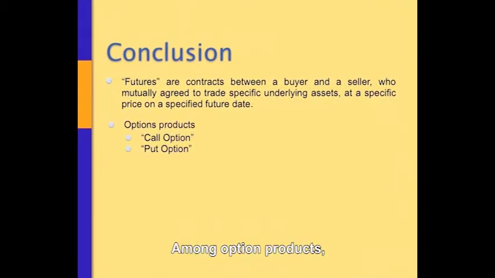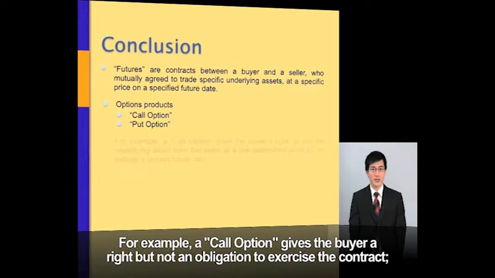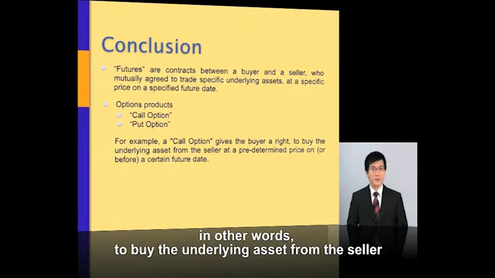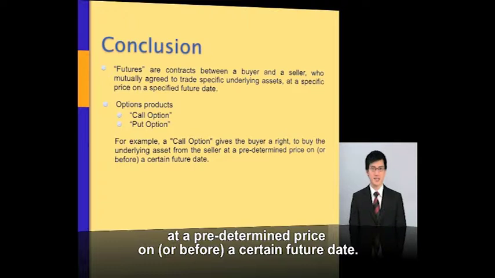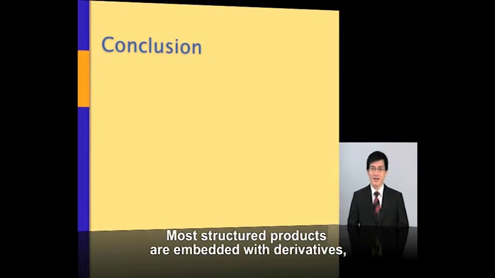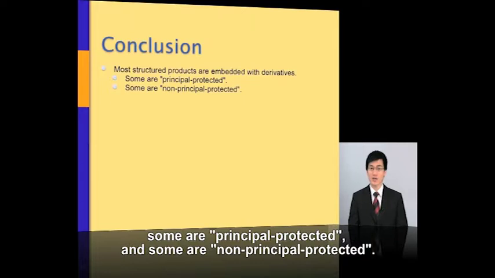Among option products, you ought to know the difference between a call option and a put option. For example, a call option gives the buyer a right but not an obligation to exercise the contract. In other words, to buy the underlying asset from the seller at a predetermined price on or before a certain future date. What about the characteristics of structured products? Most structured products are embedded with derivatives. Some are principal protected and some are non-principal protected.